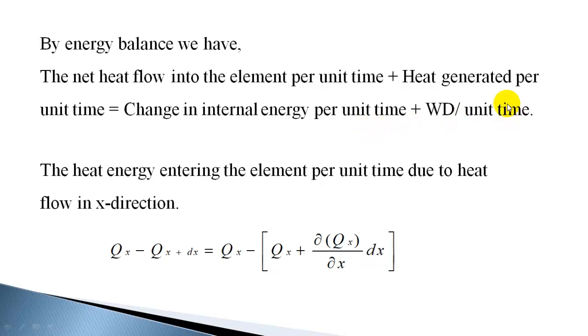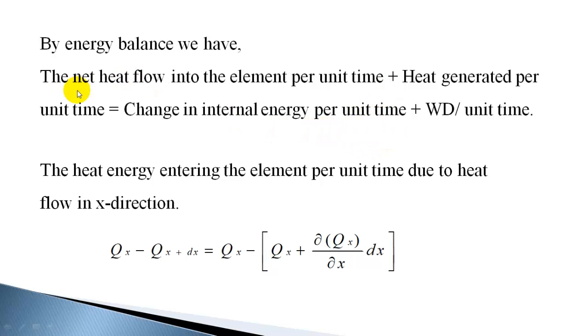So this part will assume that is negligible. The work done per unit time by the element is negligible, so you can take it as 0. We can equate the net heat flow into the element per unit time plus heat generated per unit time to the change in internal energy per unit time.